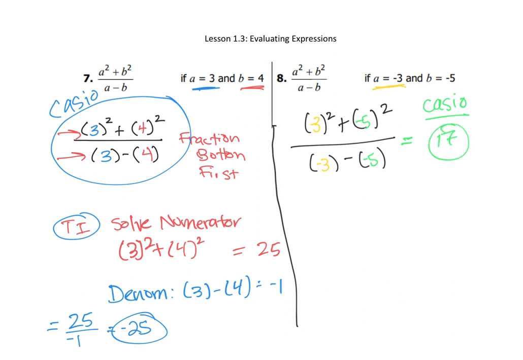If you are using a TI, the numerator, when you type it in, equals 34. The denominator, when you type it in, negative 3 minus negative 5, that's going to come out to positive 2, excuse me. And then you would type in 34 divided by 2 to get 17. So you get the same answer, but using a TI just will take a little bit longer. But it's totally doable. Or you could do it by hand.